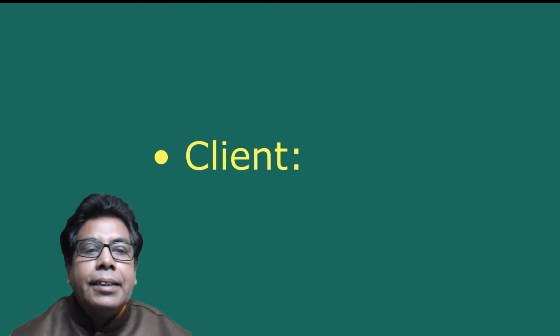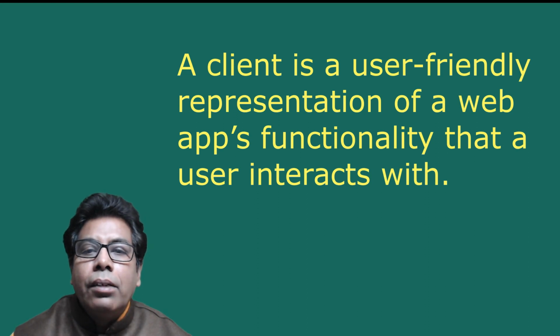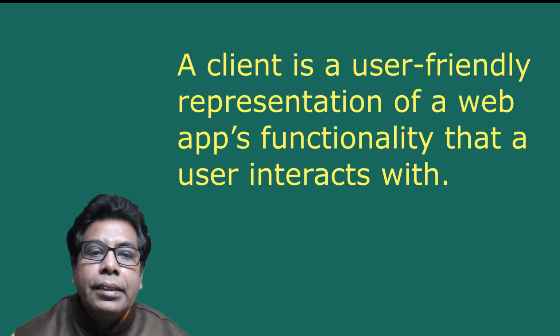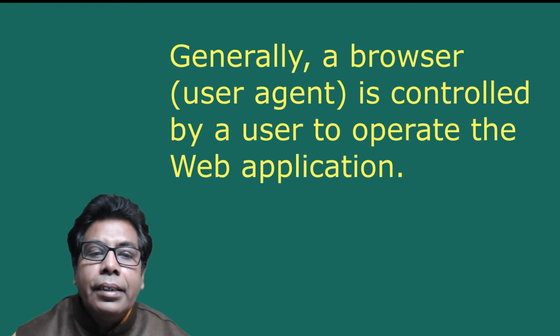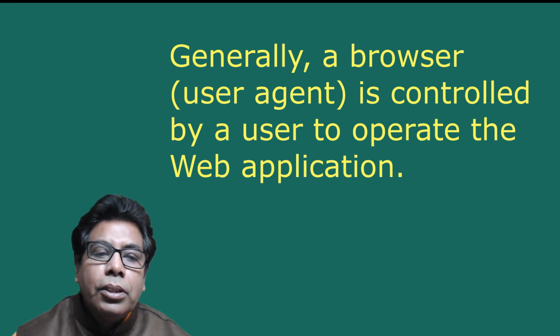First is client. A client is a user-friendly representation of the web app's functionality that a user interacts with. Written in HTML, JavaScript, and CSS, it exists within the user's web browser and doesn't need any specific operating system or device-related adjustments. Generally, a web browser, that is the user agent, is controlled by a user to operate the web application. The client's functionality can be expanded by installing plugins and applets.